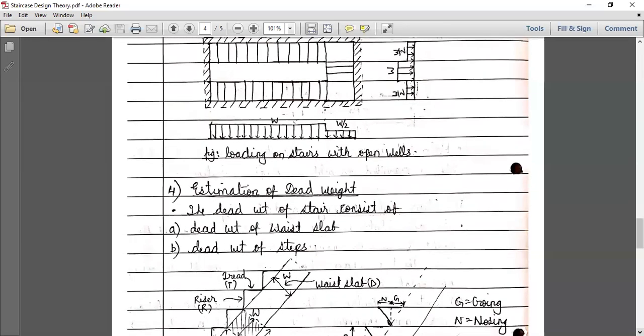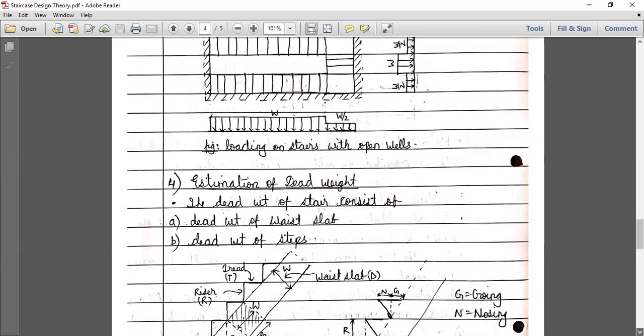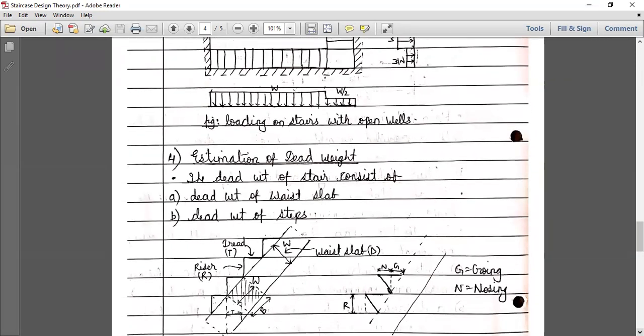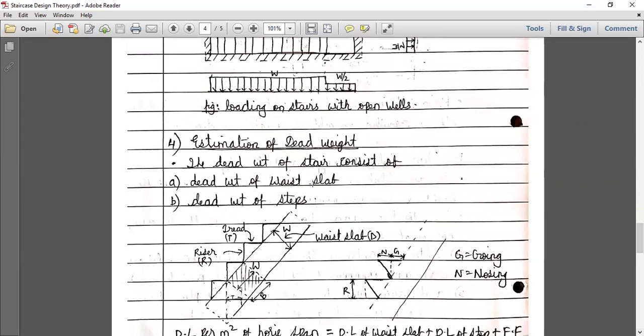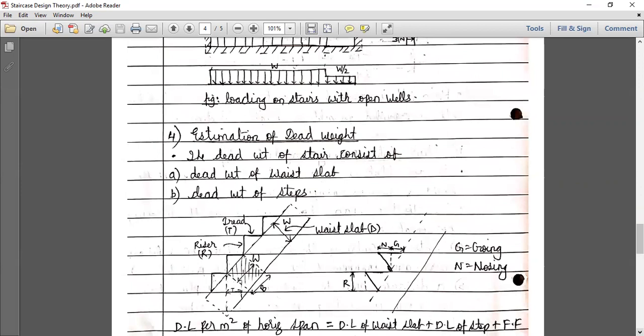Okay, now finally let us see how to find out the load on the staircase. This is very important, how to find out the load on the staircase. So what are the various types of load which are acting on the staircase? One is the dead weight of the waist slab and the dead weight of the steps. Live load we already know. How much live load do we have to consider, anyone? 3 to 5 kilonewton per meter square. Exactly, 3 to 5. Perfect. So now let us see what to consider in dead weight.